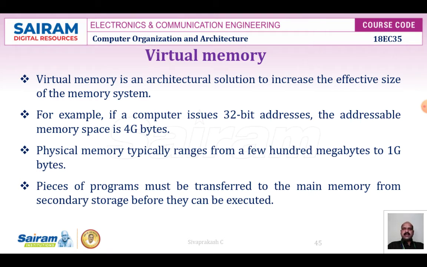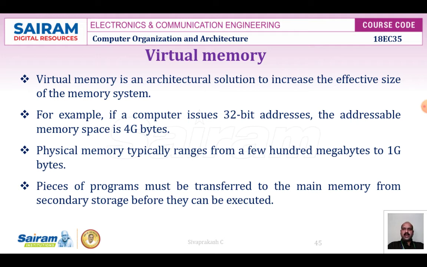The addressable memory space depends on the number of address bits in a computer. For example, if a computer issues a 32-bit address, the addressable memory space is 4 gigabytes. The physical memory in a computer is generally not as large as the entire possible addressable space. So physical memory typically ranges from a few hundred megabytes to 1 gigabyte.